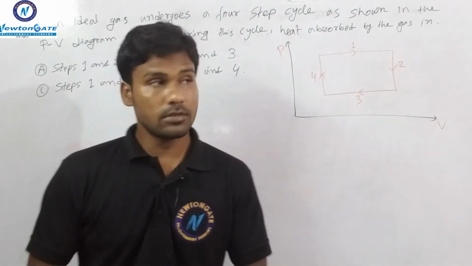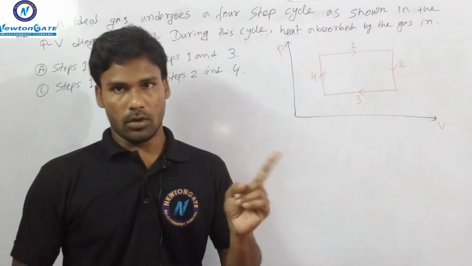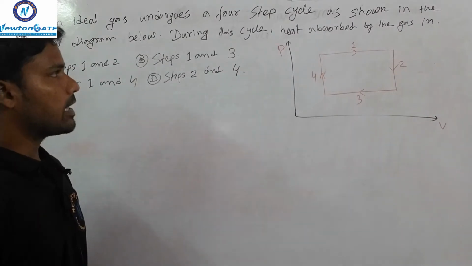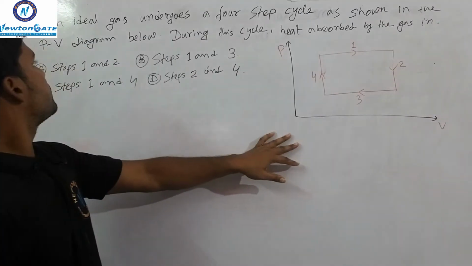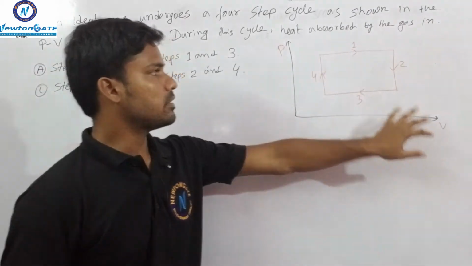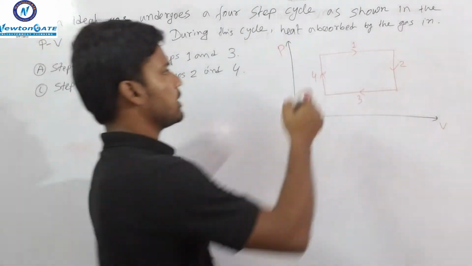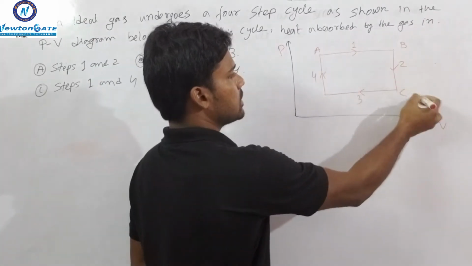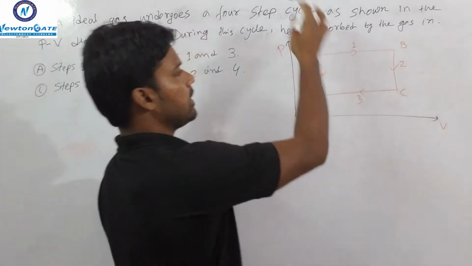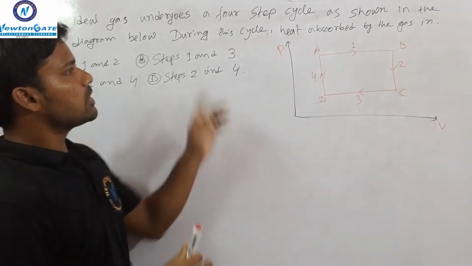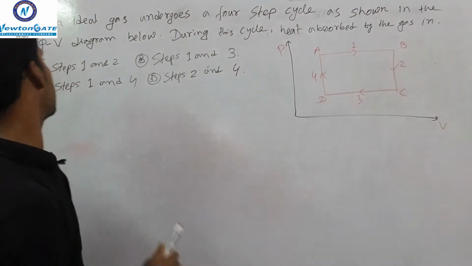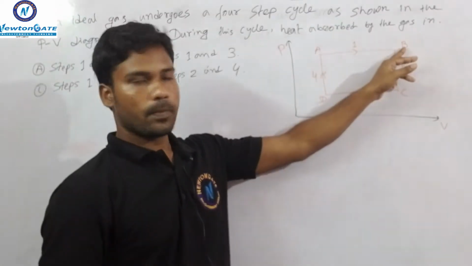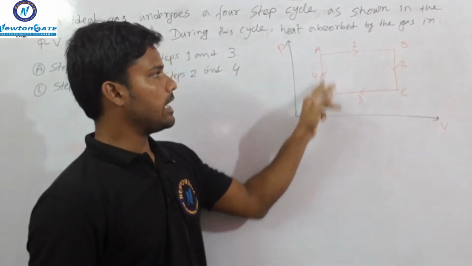This is the next question, paper 1, section 1. An ideal gas undergoes a 4-step cycle as shown in the figure. It is a PV diagram, that is P and V, the 4-step cycle. This is one cycle, A to B, then B to C, then C to D, and then D to A. During the cycle, heat is absorbed by the gas in.